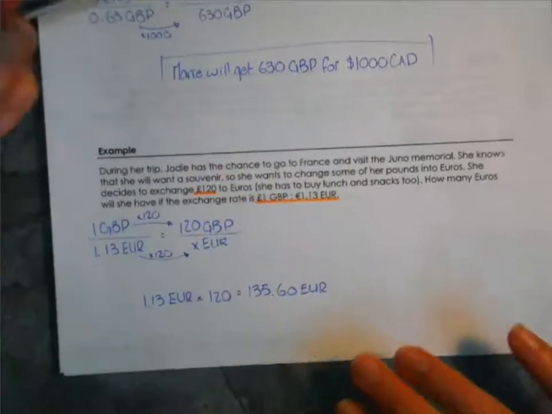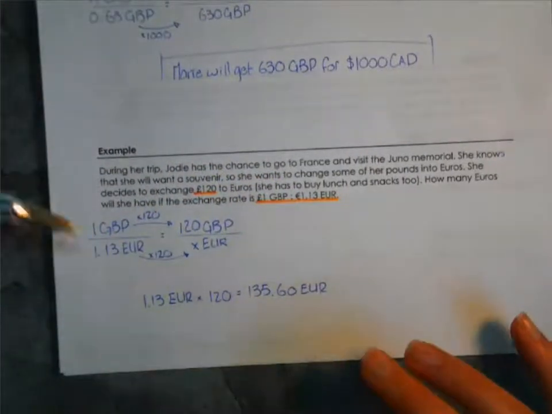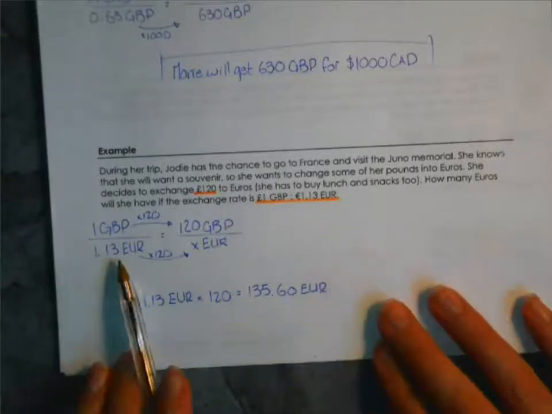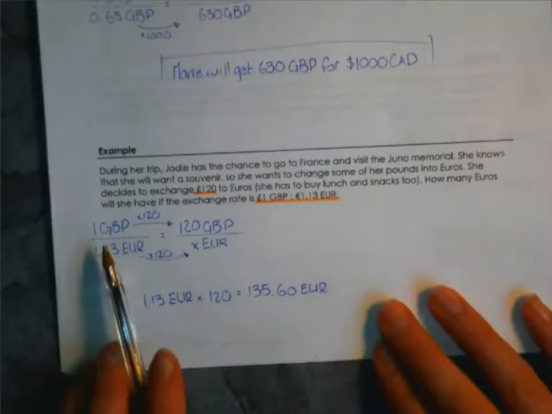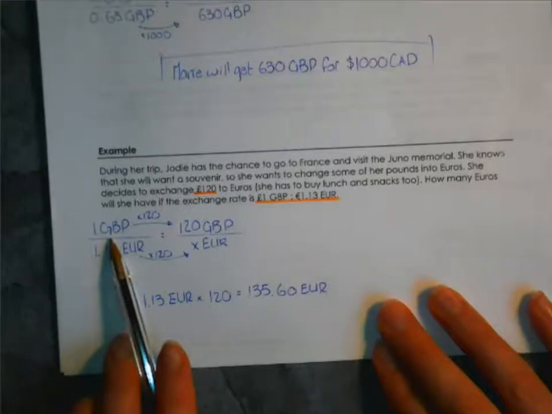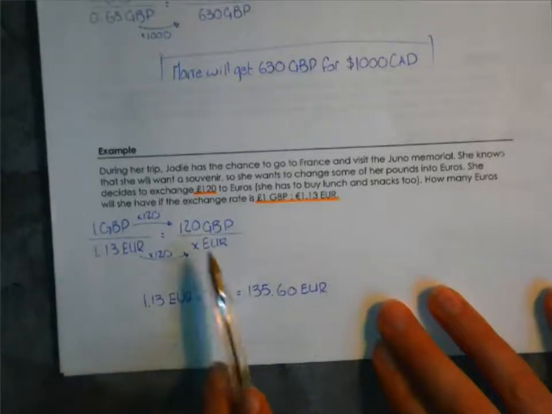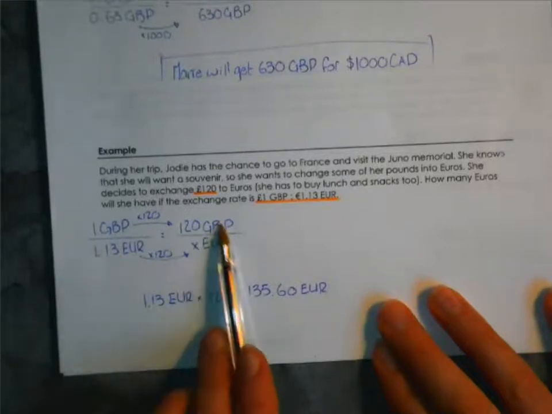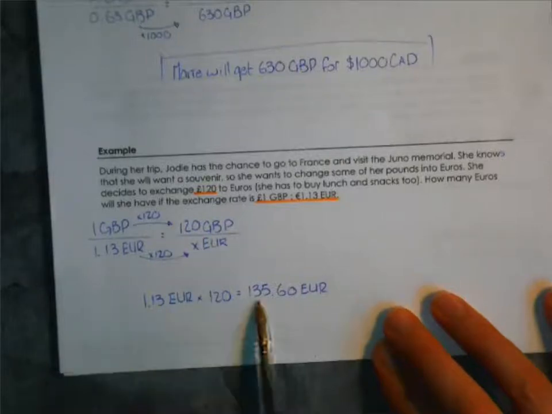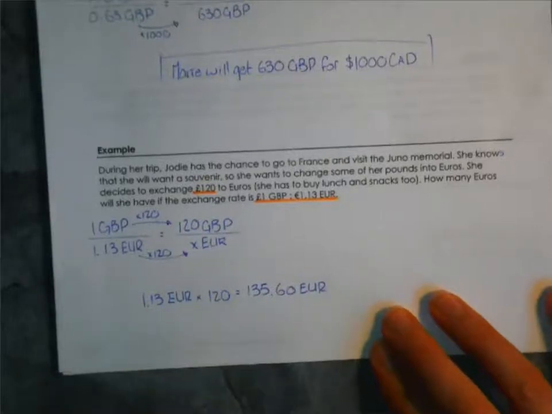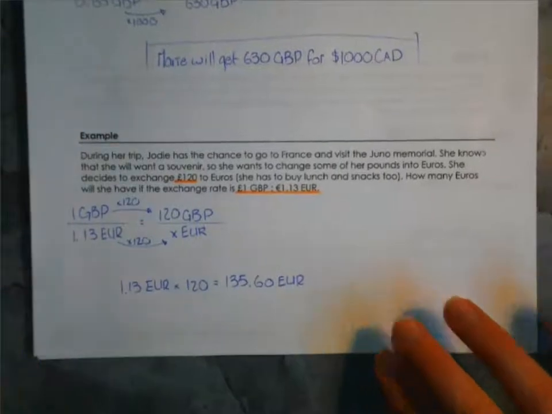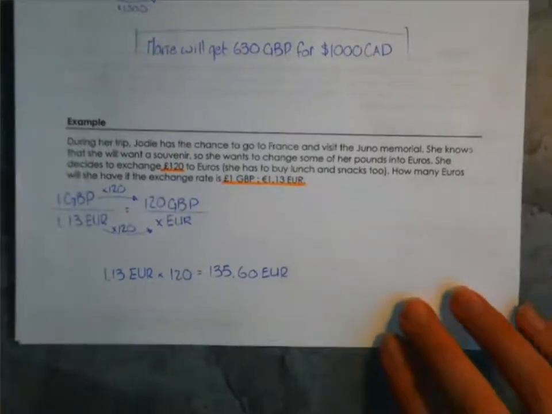And if you're doing questions like this, you should always stop and think if it makes sense. So if you get a little bit more than 1 euro for every 1 Great Britain pound, then you should have a little bit more than 120 euros instead of Great Britain pounds, right? And that's exactly what we see here. So because the answer makes sense, we can go ahead with that.